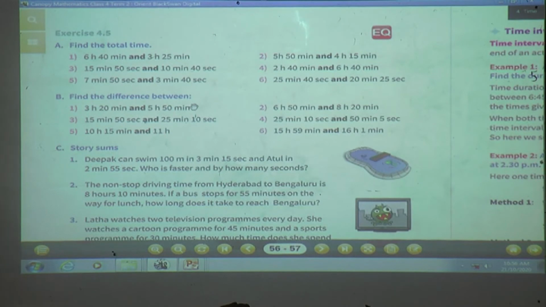Now we are going to solve our exercise 4.5. What is the first question? Read the question, everyone. Find the total time. Okay, we just have to find out the total time. Very easy question. Now we will solve some examples, and some examples you are going to solve on your own.